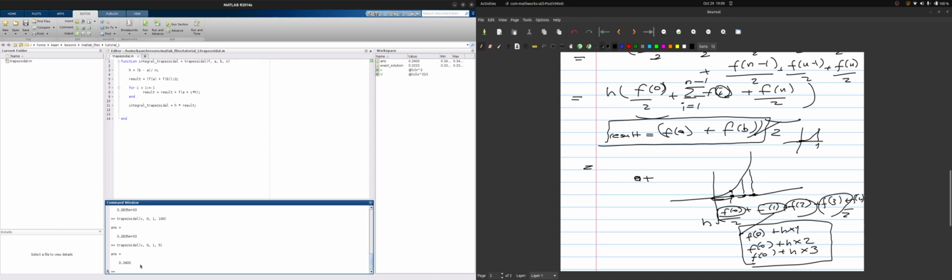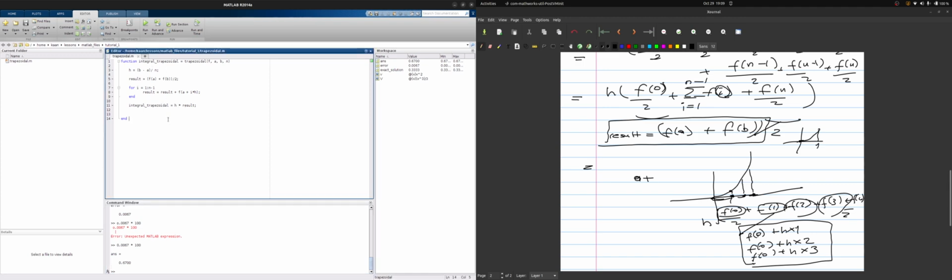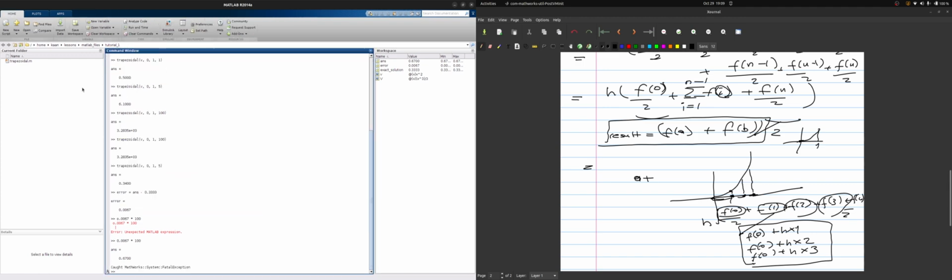We can check the error: error equals x squared minus, we know that the value is 0.333. If you multiply by 100, we have 0.67% of error, which is a really good result. But actually there is a better function than trapezoidal.